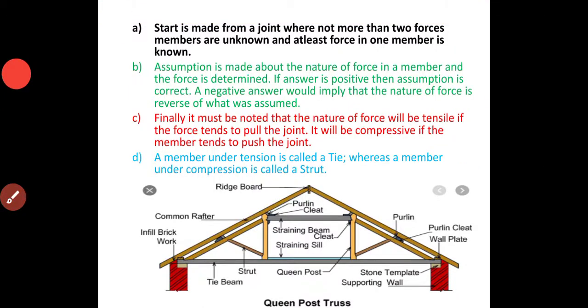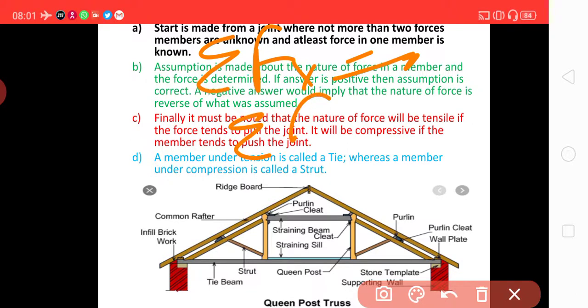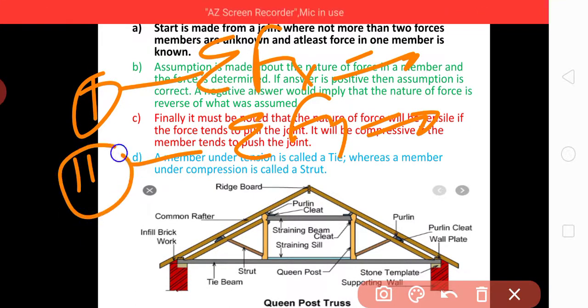Next, the start is made from the joint where no more than two member forces are unknown, and the force in at least one member is known. Again, as we have two equations, summation Fx equal to 0 and summation Fy equal to 0, only two unknowns can be worked out by these two equations. So there should not be more than two unknowns, and to solve it, at least one force should be known. Otherwise, how will we work it out?